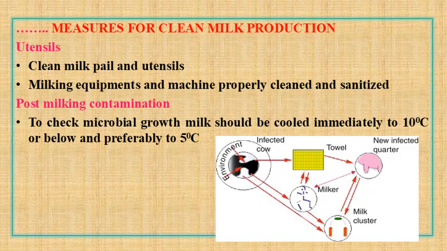In this diagram you can see the different aspects or components of clean milk production. There is often infection in the udder, which can come through the milker, the milk cluster or through the towel, and then that can cause problems in clean milk production.